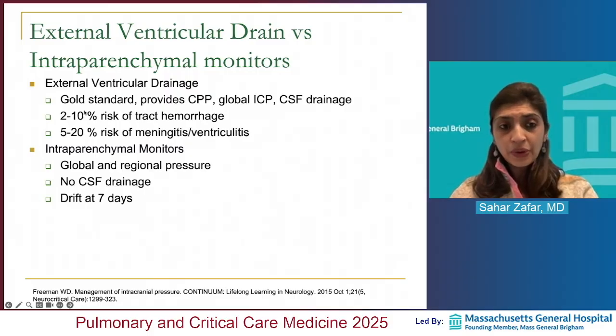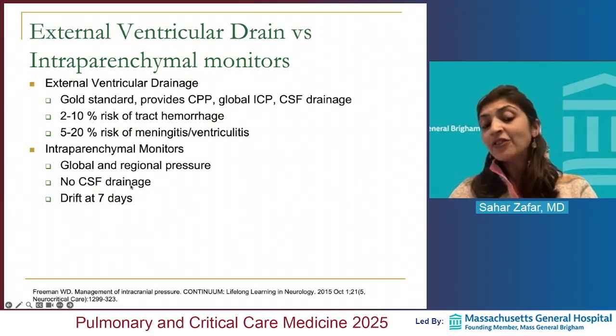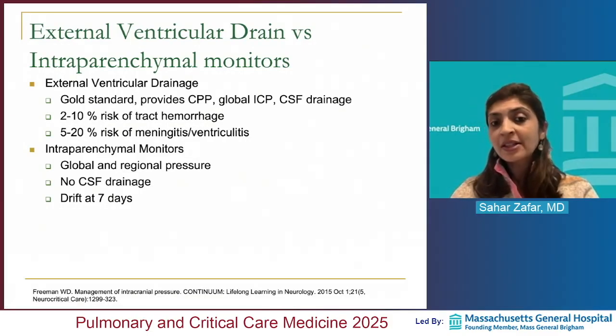The cons for both are with EVDs, there is a risk for tract hemorrhage or meningitis or ventriculitis. So that's something that we sort of watch for. And then with the intraparenchymal monitors, we don't have the option for CSF drainage in these patients. And so if there is clear hydrocephalus or intraventricular hemorrhage, you may consider choosing the external ventricular drain over an intraparenchymal monitor.